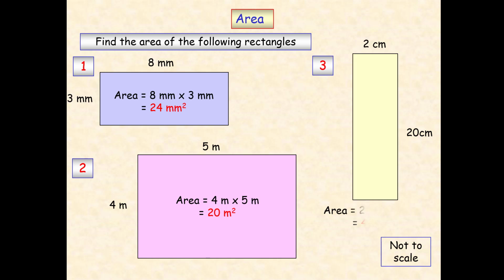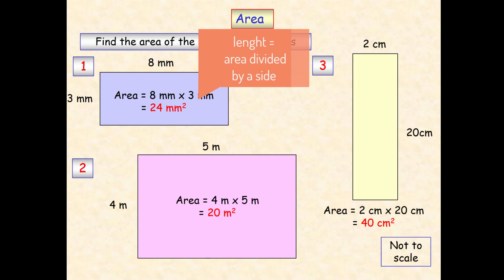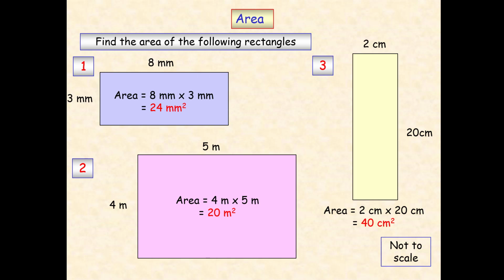Good. And number 3. Now how will we go about it if we've got the area but we need to find one side? Yes, then we'll take for number 1 the 24 and divide it by 8 and we'll get the other side. So we'll do the inverse operation. We'll take the answer and divide by one of the sides.